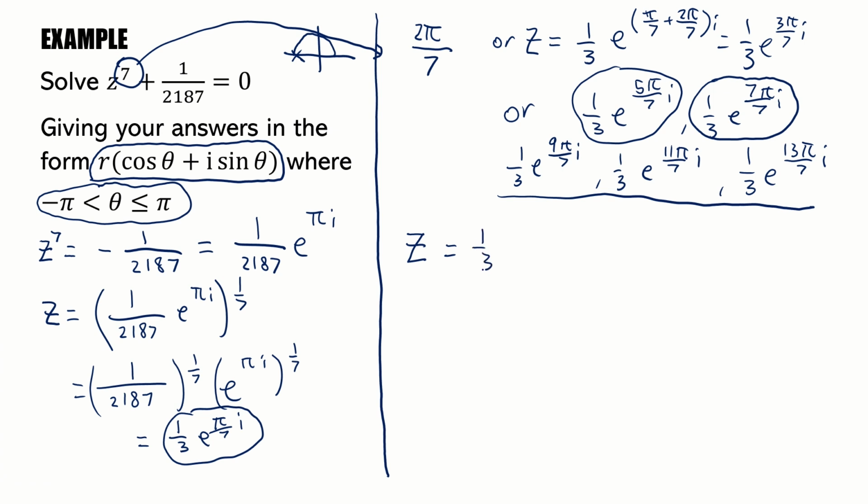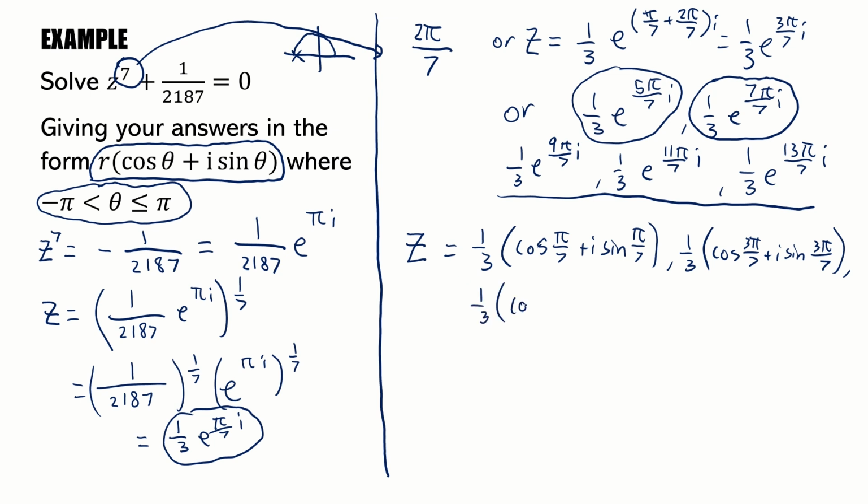we'll have 1/3 cos of pi over 7 plus i sine pi over 7. We will have 1/3 cos of 3 pi over 7 plus i sine 3 pi over 7. So these initial ones, it is just me rewriting the format, not really changing much in terms of calculations. We're also going to have 1/3 cos of 5 pi over 7 plus i sine 5 pi over 7.